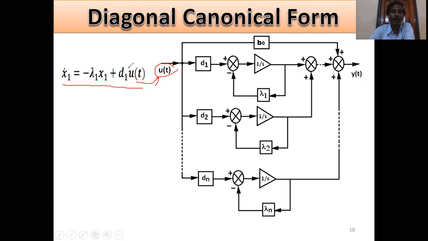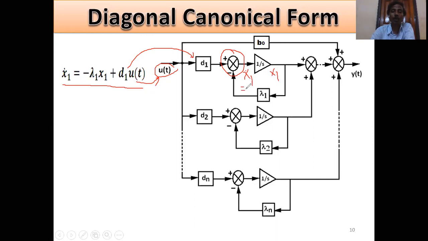Then u(t) is multiplied by d1. So draw here the d1 block, a constant gain block, and this is the comparator or summing point, and at this position, this is x1 dot. If x1 dot is integrated, this is x1.